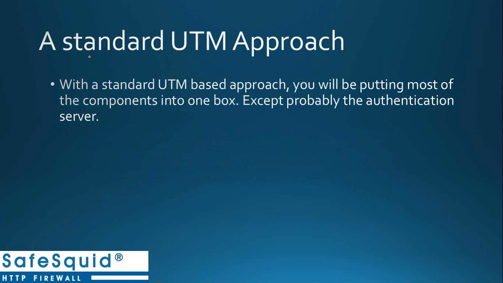Now, what would be a standard approach if we go out and see today? Let's say some organization has decided that they will deploy a UTM, which will take care of all their security needs. It will be acting as a firewall, as a content filter, as a standard proxy server, as an authentication system and whatnot. With a standard UTM-based approach, you will be putting most of the components into one box, obviously, except probably the authentication server, which could be a secondary deployment in your network, basically an extension to your Active Directory or something like that.